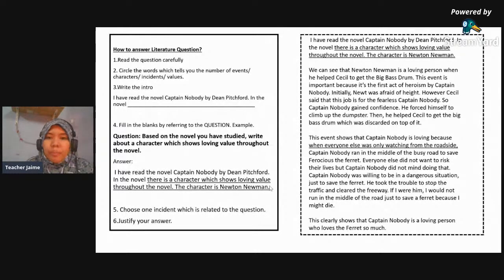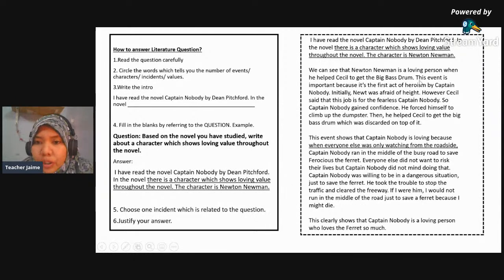Okay, kita tengok jawapan kat sini. I have read the novel Captain Nobody by Dean Pitchford. In the novel, there is a character which shows loving value throughout the novel. The character is Newton Newman. We can see that Newton Newman is a loving person when, kita boleh lihat Newton Newman is a loving person bila, okay, yang ni paragraph yang atas ni semata-mata kamu punya hafalan. When he helps Cecile to get the big bass drum.